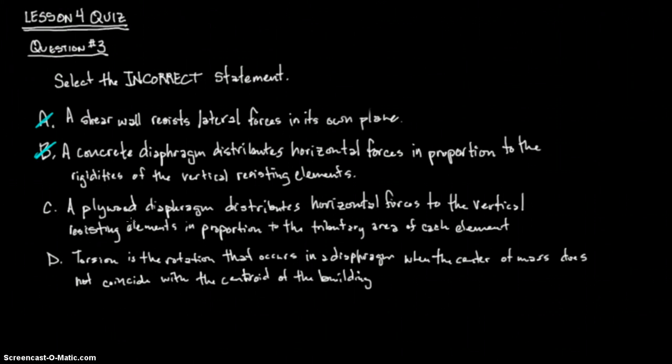C, a plywood diaphragm distributes horizontal forces to the vertical resisting elements in proportion to the tributary area of each element. And that's also correct. The key words here are plywood diaphragm. Because it's plywood, you don't calculate the rigidity of the plywood diaphragm. You do this for concrete. Hopefully that comes naturally to you to remember.